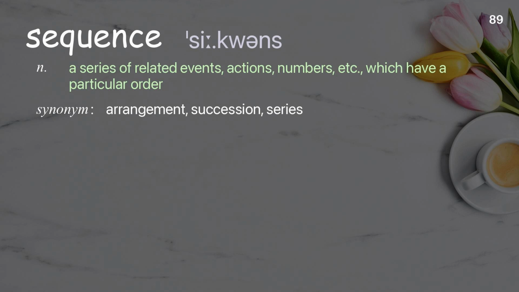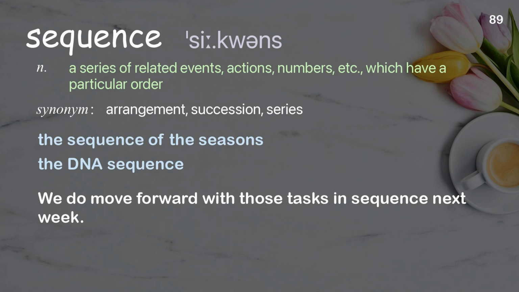Sequence. A series of related events, actions, numbers, etc., which have a particular order. Examples: The sequence of the seasons. The DNA sequence. We do move forward with those tasks in sequence next week.